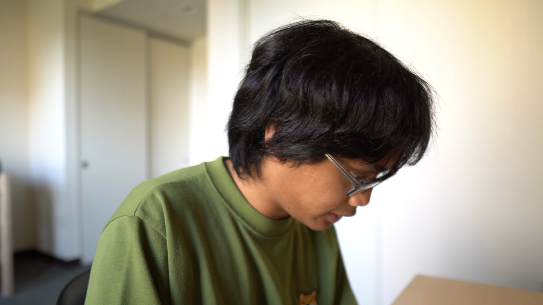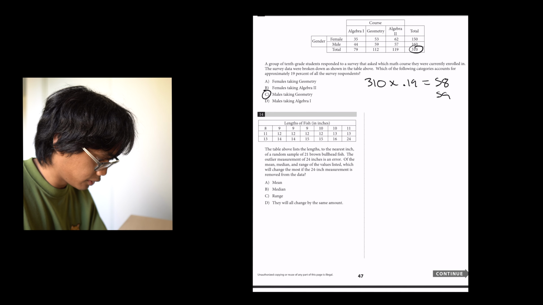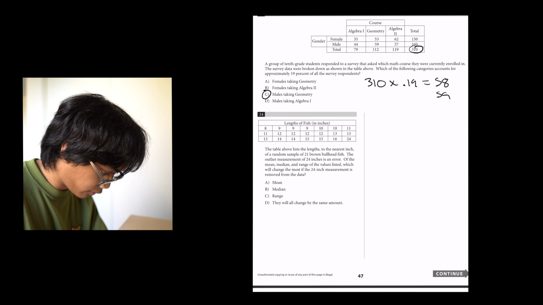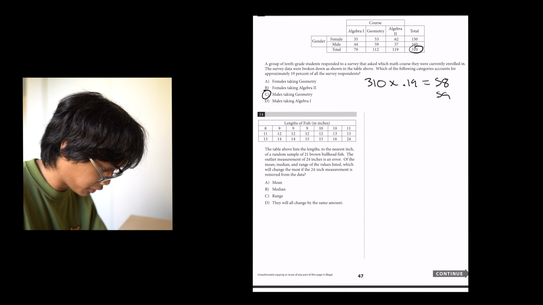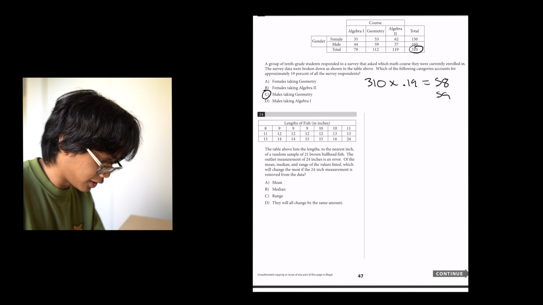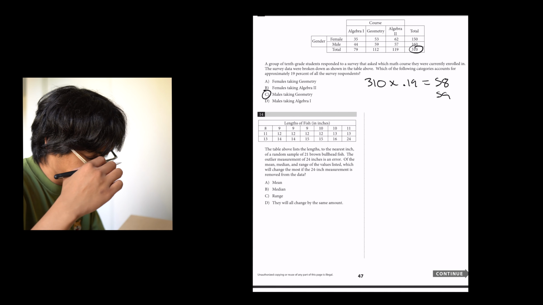All right, 14. The table above lists the lengths to the nearest inch of a random sample of 21 fish. The outlier of 24 is an error. Which will change the most if the 24-inch measurement is removed from the data? It's definitely not going to be that they're all going to change by the same amount, just because that's highly improbable.